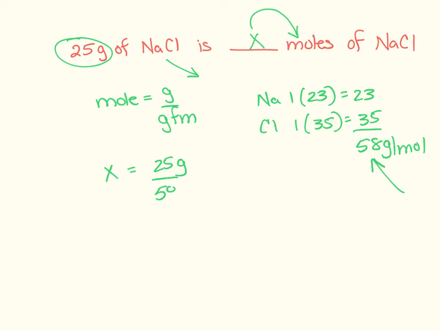So we're going to plug that into the bottom. Notice how I kept everything in the spot. So grams are on top, grams are on top. Gram formula mass on the bottom, gram formula mass on the bottom. And then we're just going to plug these things into our calculator, and we're going to get 25 divided by 58 is 0.43. X equals 0.43 moles of sodium chloride.